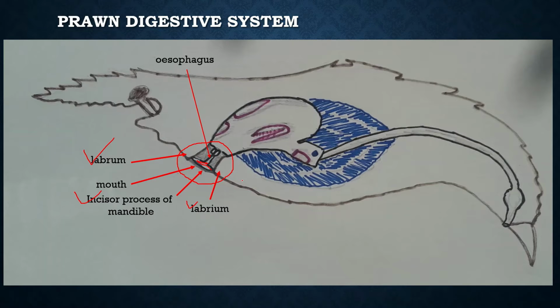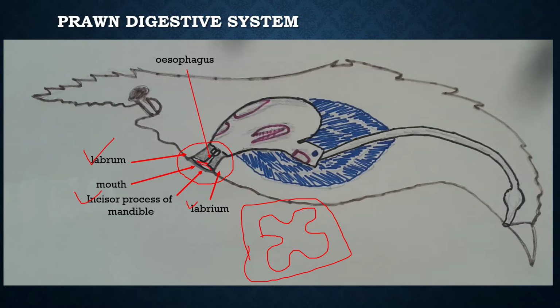The esophagus is a short tubular structure, internally having a thick muscular wall thrown into four prominent longitudinal folds. When we see the TS of this esophagus, we can find that it has four longitudinal folds like this.